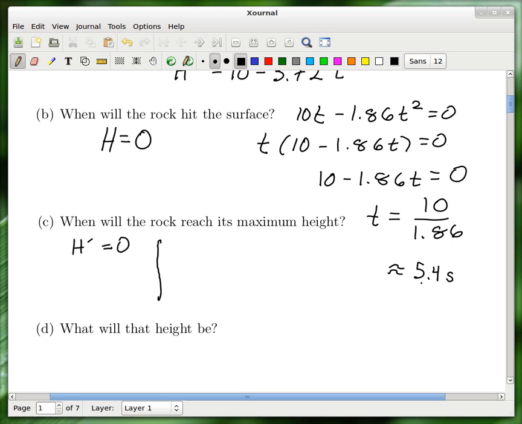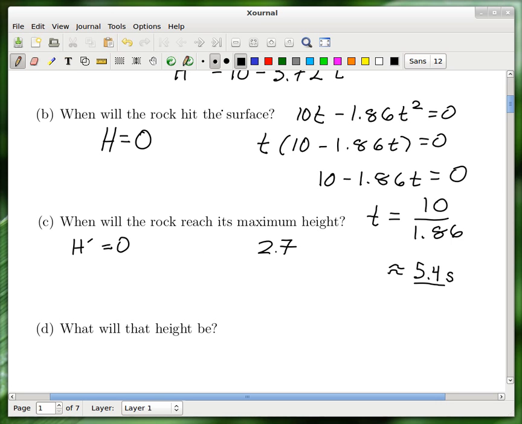You could use this value to cheat because going up and coming down are totally symmetric. If it takes 5.4 seconds to go up and come down, which it does because it's saying when does the rock hit the surface, then by symmetry, the amount of time it takes to go up to the maximum height is going to be half of this, and so we know the answer is 2.7. But let's just use that to confirm the answer we get using calculus.